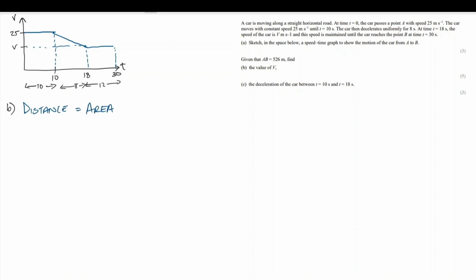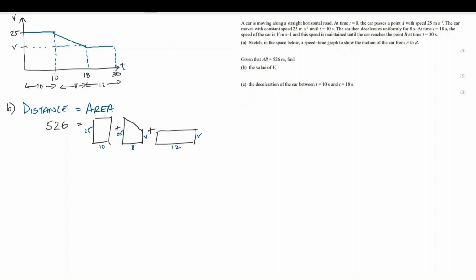Next, we're told that AB, the distance from the start to the end, is 526 meters, and we've been asked to find V. Well, we know that distance equals area in a velocity-time graph. So I'm going to split the shape into 3 distinct shapes which I can find the area for. And I've added the dimensions of each of those shapes just to make the next step of my work smooth.